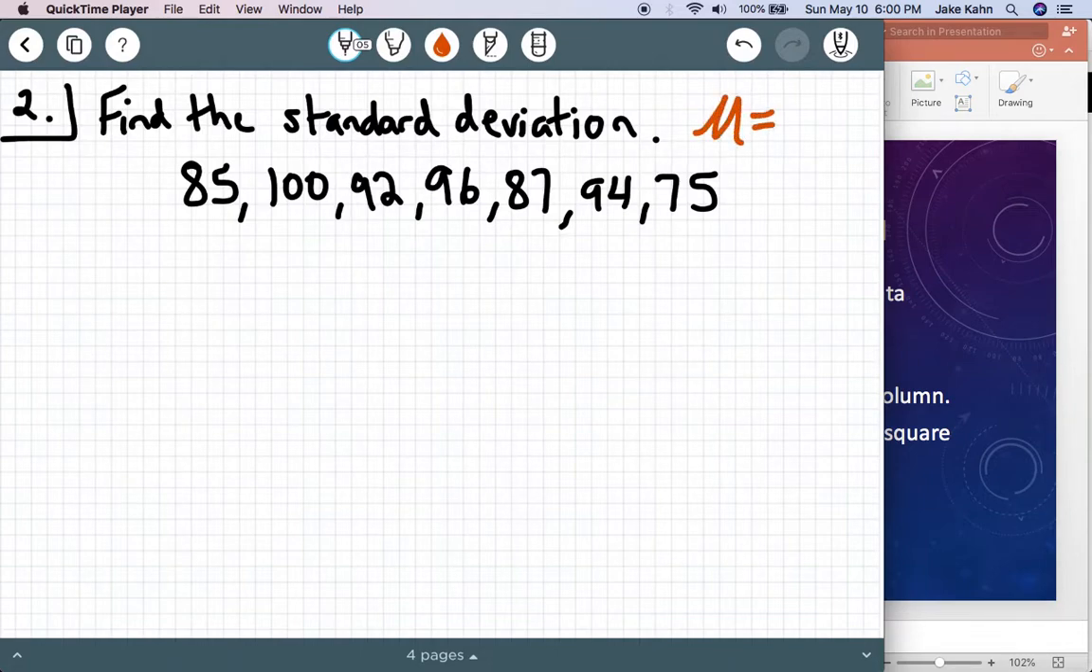So I definitely have to use my calculator for this. We are going to take the sum. So I'm going to add up all of these numbers in my calculator first. 85 plus 100 plus 92 plus 96 plus 87 plus 94 plus 75. Double check it in my calculator, make sure I didn't screw anything up. Cool. I got 629.